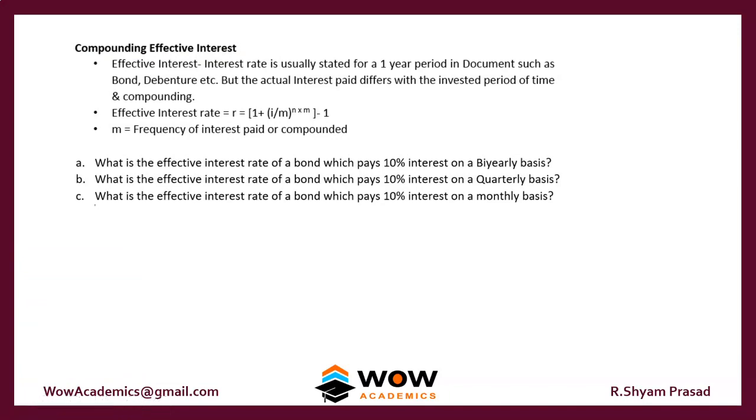So the next topic is called compounding effective interest. Effective interest rate is usually stated for a 1-year period in documents such as bonds and debentures, but the actual interest paid differs with the invested period of time and compounding. Normally interest is paid on a yearly basis, once in a year. But what if interest gets paid 2 times in a year, bi-yearly, or 4 times in a year, quarterly, or 12 times in a year, on a monthly basis?